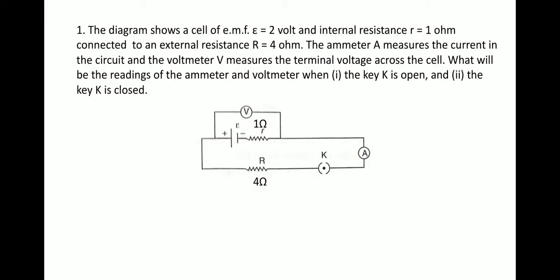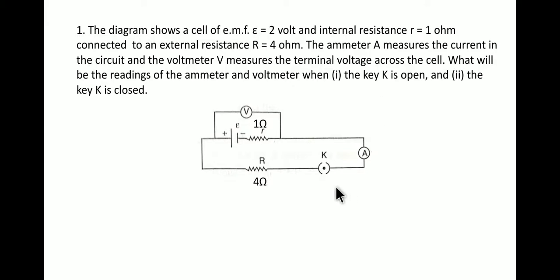So the first question we have is: the diagram shows a cell of e.m.f equal to 2 volt and internal resistance r equal to 1 ohm, which is connected to an external resistance R of 4 ohm. The ammeter A measures the current in the circuit and the voltmeter V measures the terminal voltage across the cell. What will be the readings of the ammeter and voltmeter when 1, the key K is open, and 2, the key K is closed?